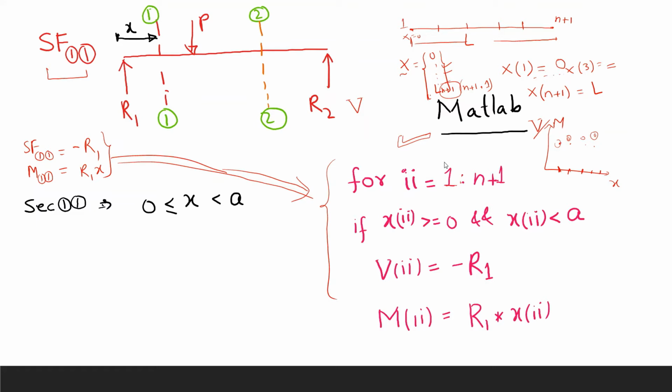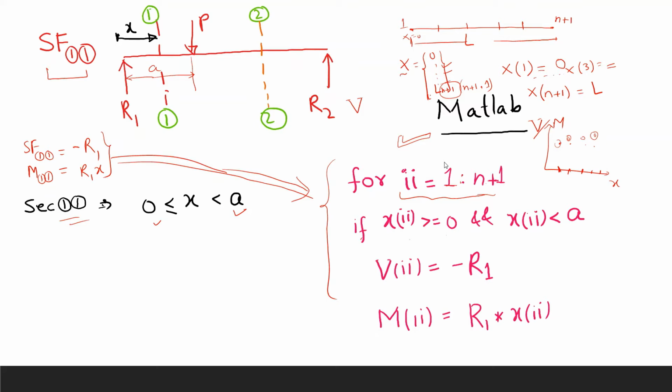Here, for i equals 1 to n plus 1, we are carrying it from 1 to n plus 1, if x of i is greater than or equal to 0. For this section, we can see that section 1 is varying from 0 to a, and a is this distance up to this concentrated load. So 0 to a, the first section is varying.